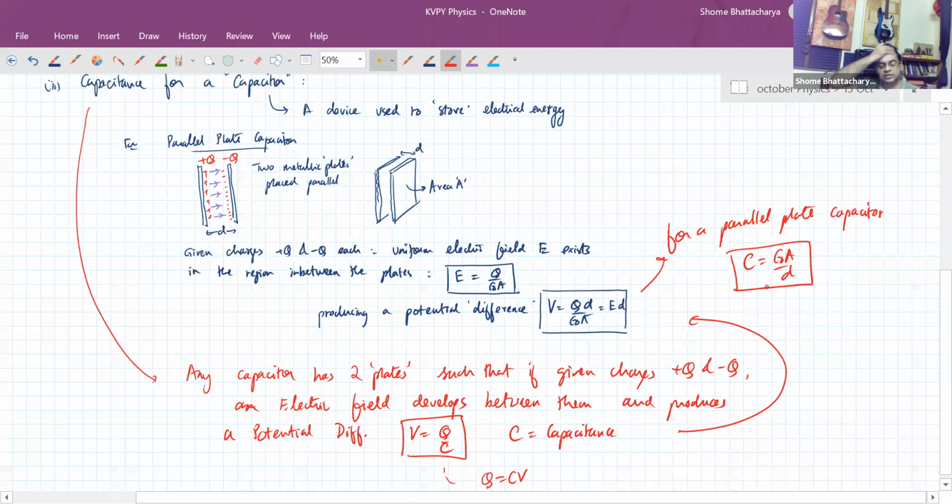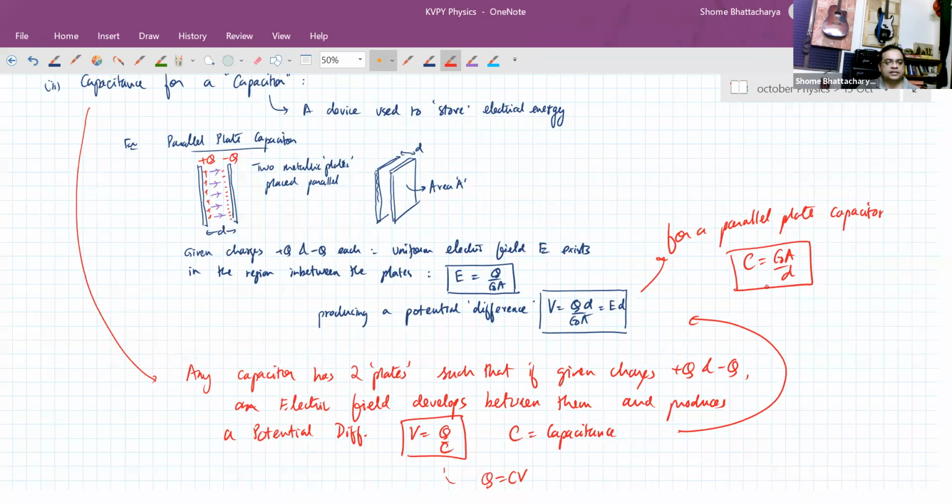It does not depend on, for example, what particular metal the plates are made of. They just need to be made of conducting materials. They can be made of copper, gold, silver, whatever, it will not affect the capacitance. What will affect the capacitance is the shape and the size. So the area and the distance between the plates.